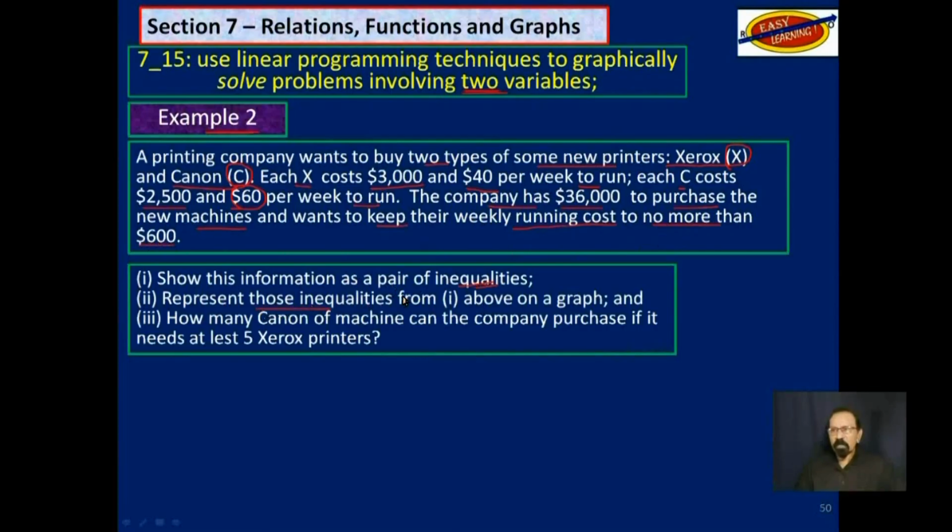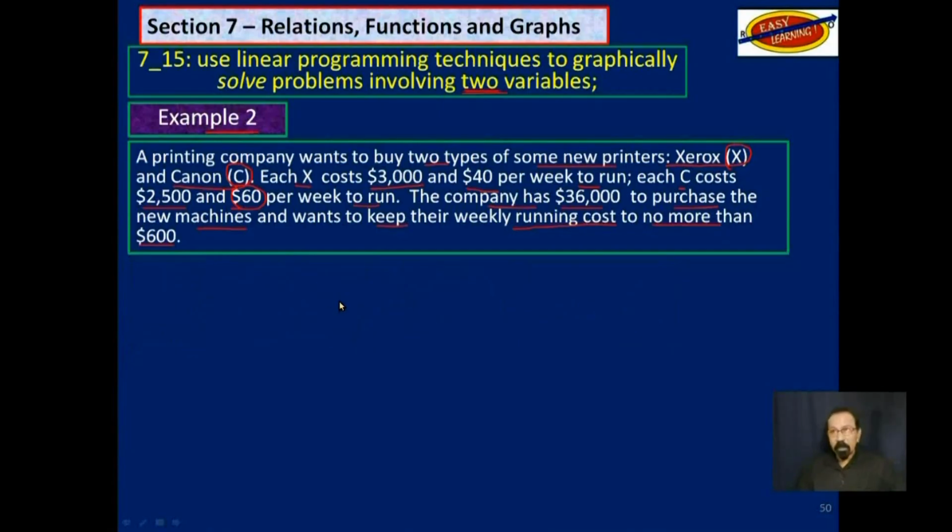Represent those inequalities from one above as a graph. And then there's a specific question. How many Canon machines can the company purchase if it needs at least 5 Xerox printers? So we have to do 3 things. Okay. Don't let that scare you. It is not as difficult as it looks.